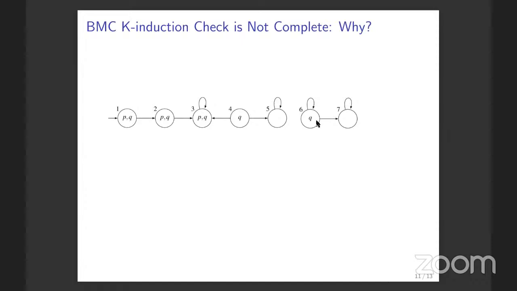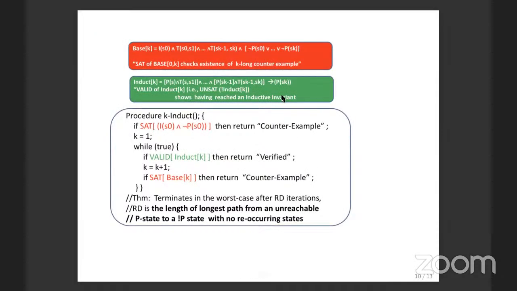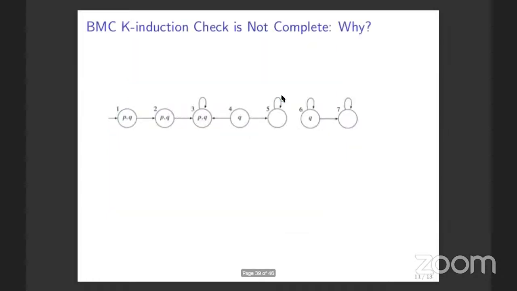So the inductiveness check is saying, have I reached some point where, if I assume P holds good for K long path, I fold back into itself. But that is as a SAT check. This is sufficient but not necessary, because you're starting from an arbitrary state. That's why the counterexample check always starts from an initial state, and this is not an initial state, so this won't happen.